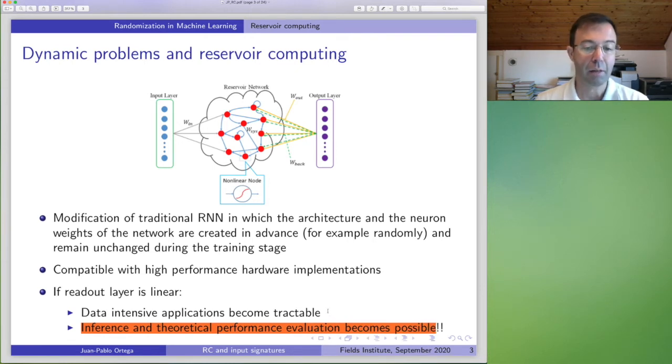And then, this you have to take with a pinch of salt, but it's also important. Inference and theoretical performance evaluation becomes possible, because ultimately, even though we are going through a nonlinear system, the estimation problem is linear, right? But in any case, this would require some more details in order to make precise what I just said.